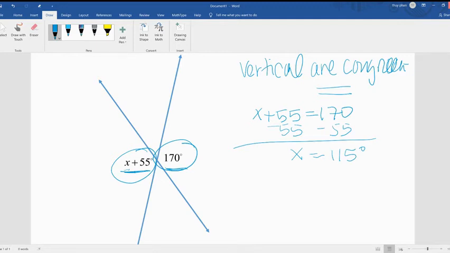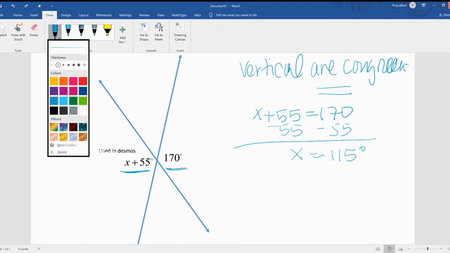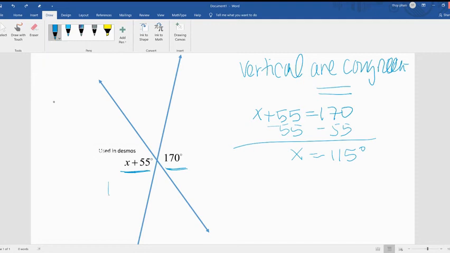So that means that on this side of the angle, you're going to have 115 plus 55, and if you add that, that actually equals 170 degrees. And that means that it is vertical to the other side.